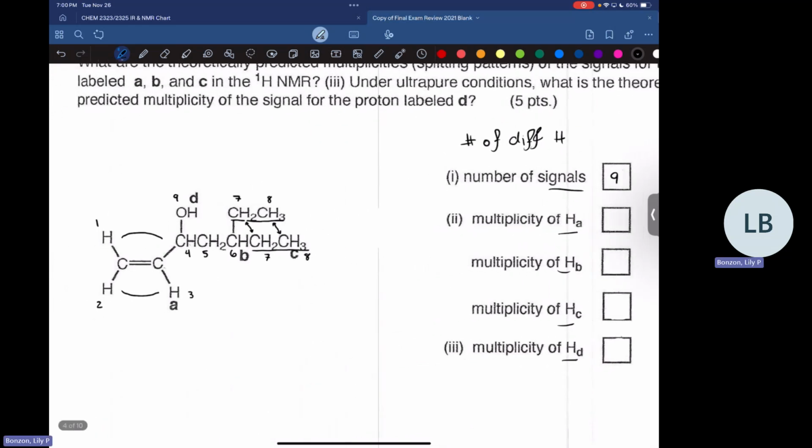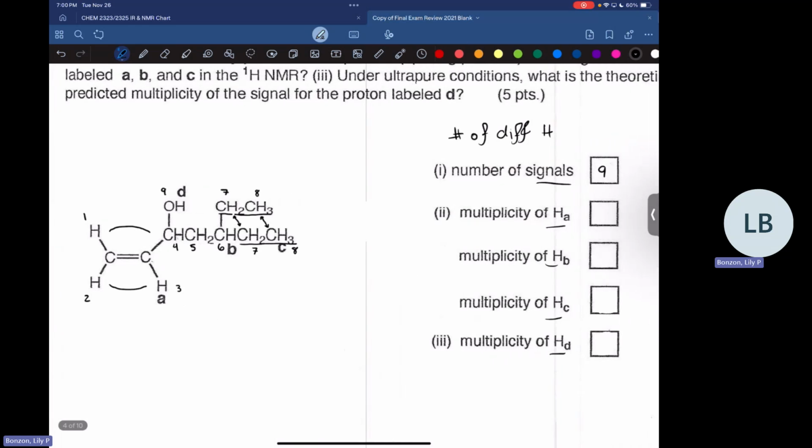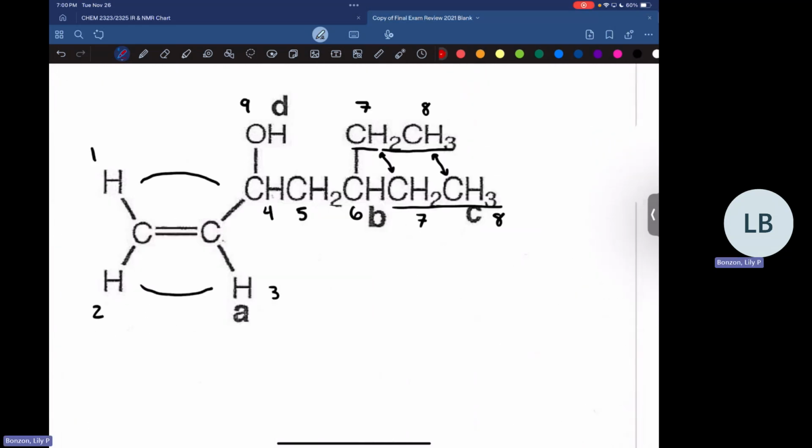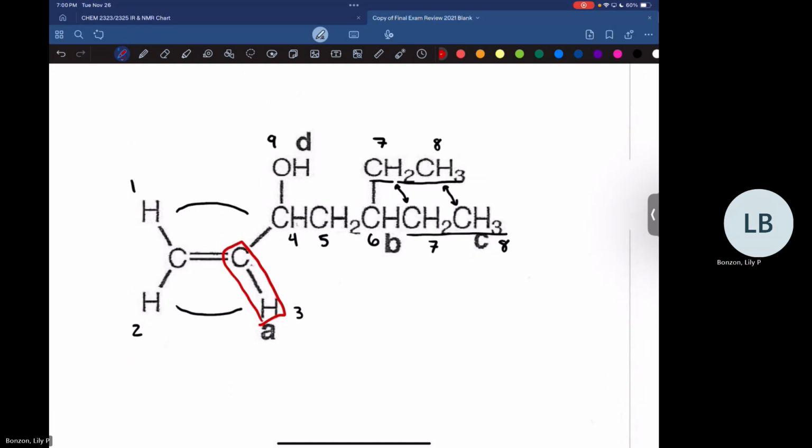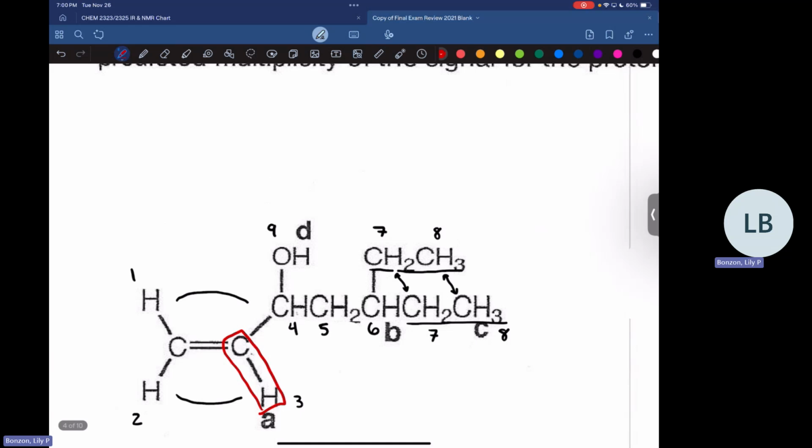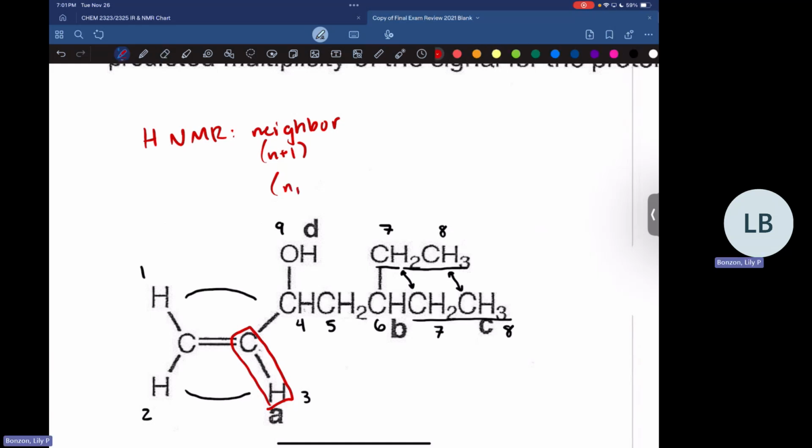Okay, for 2, we're asked to look at the multiplicity of HA. So HA is right here. So again, for proton NMR, we are going to look at neighboring hydrogens. And remember, we're going to look at the n+1 rule. So each different neighbor is going to be an n+1. And then if you have multiple different neighbors, you're going to have each of those multiplied together.